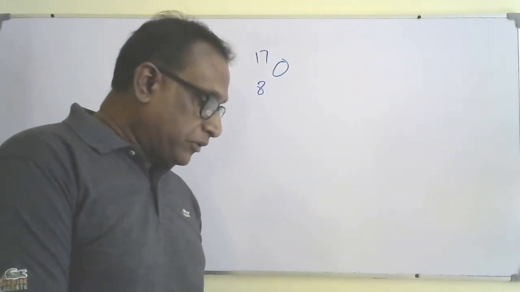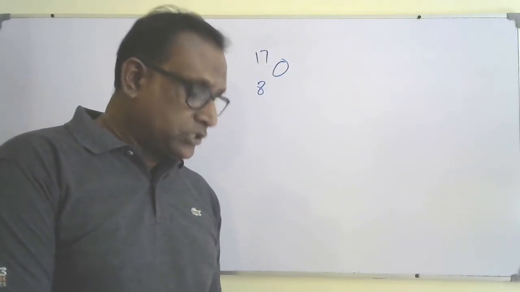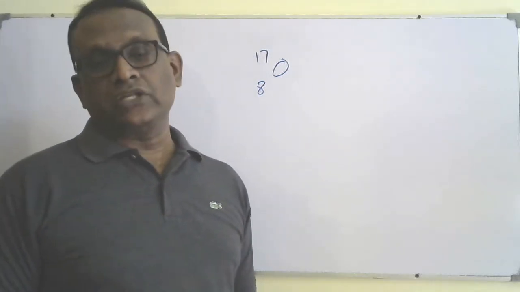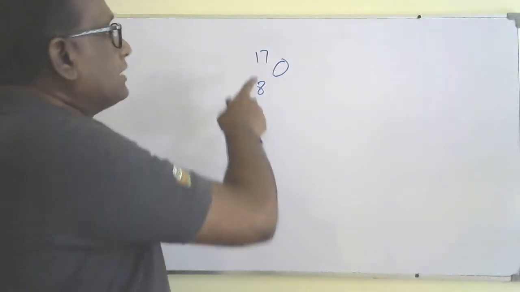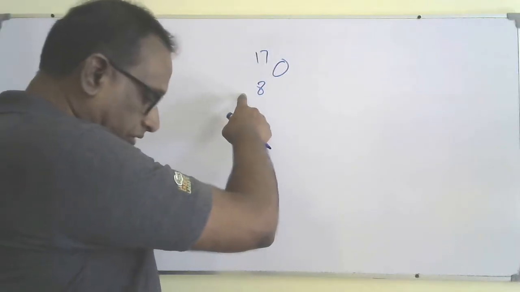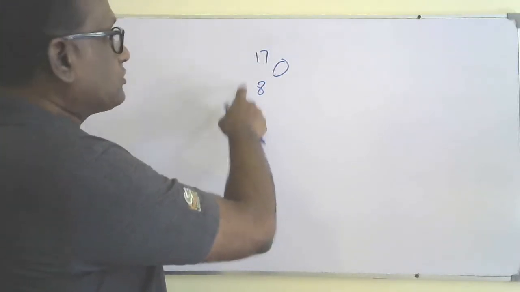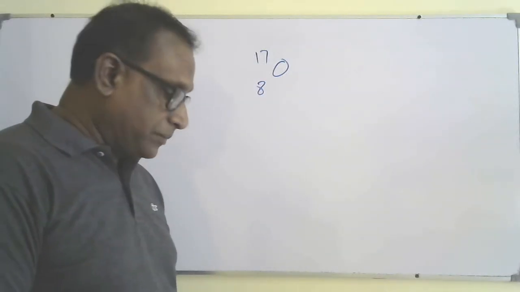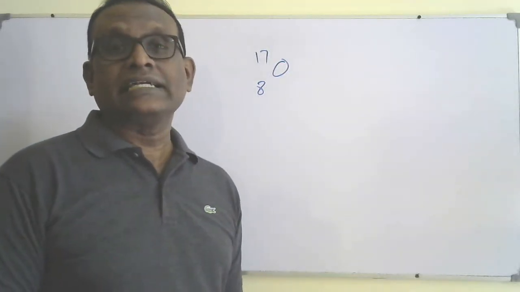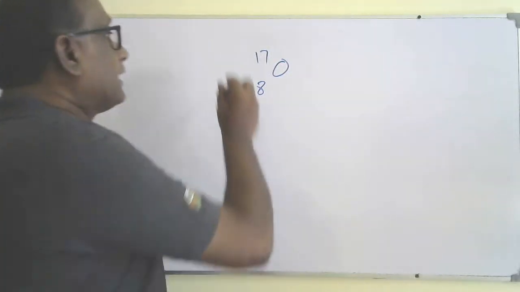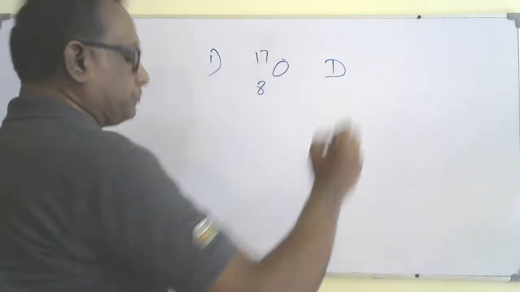The question is, the number of nucleons and number of neutrons are shown on a table. We need to select the proper answer. We know this is the number of nucleons, this is the number of protons. So the number of neutrons will be 17 minus 8, that will be 9. So the correct answer, D. Question number 1, correct answer, D.